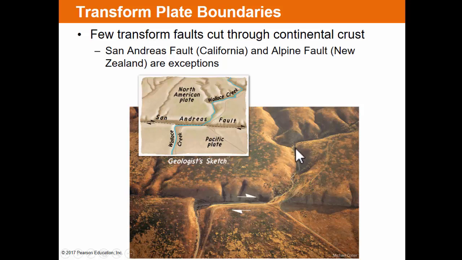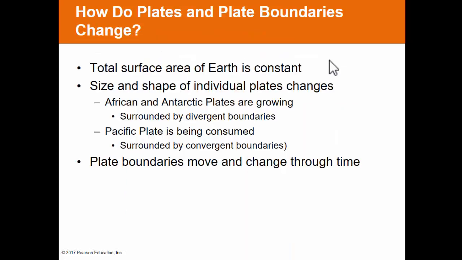And again, you can see this river was flowing down, and just how far it was offset by the sliding of the San Andreas Fault. Way over here. And so you do have transform plate boundaries in continental crust, and the San Andreas and the Alpine Fault in New Zealand are those types of continental transform plate boundaries.